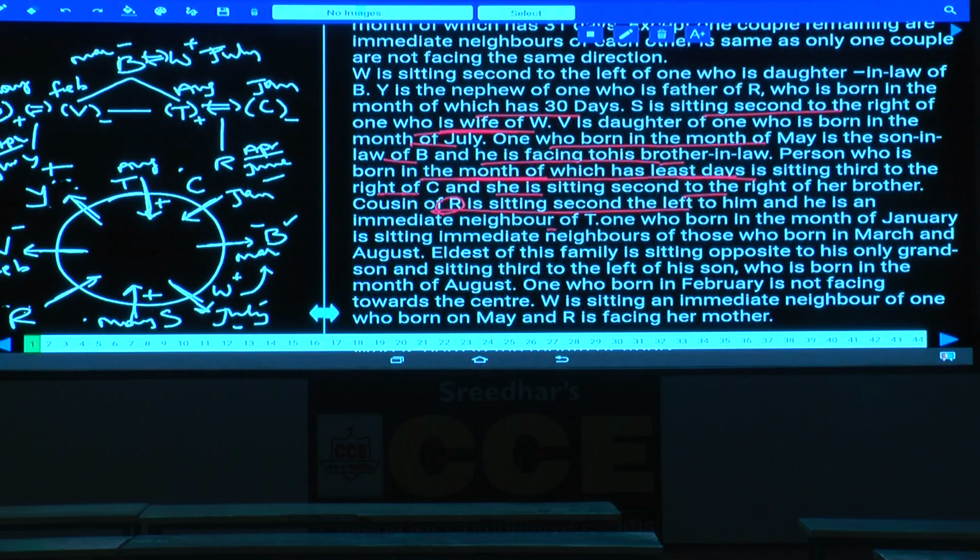Done with this arrangement? One who was born in February is not facing. And again, these two persons are facing each other. Who are those two persons facing each other here? The grandfather and grandson are, isn't it? And the eldest of this family is seated opposite to his only grandson. Now this person is having only one grandson, and R is a female. R is a female and Y is a male. Now this Y and W are opposite to each other. See here, Y and W are opposite to each other.